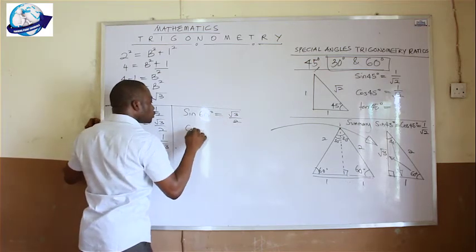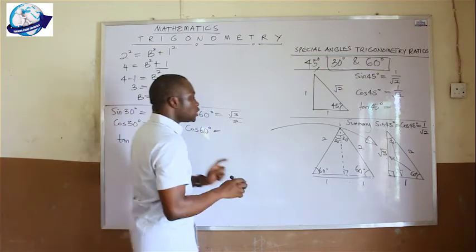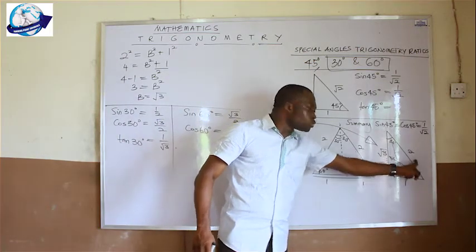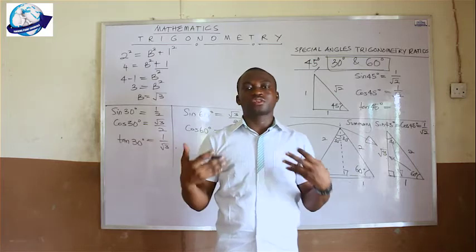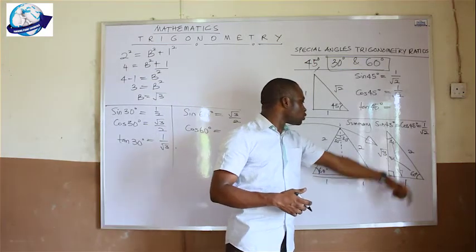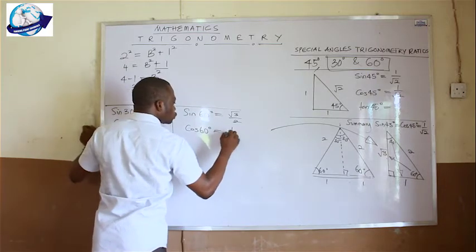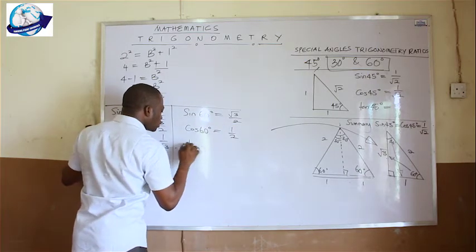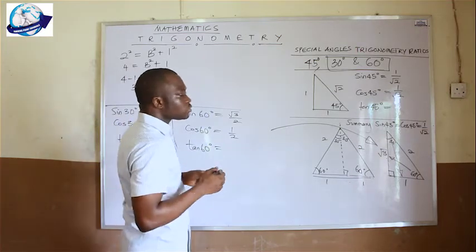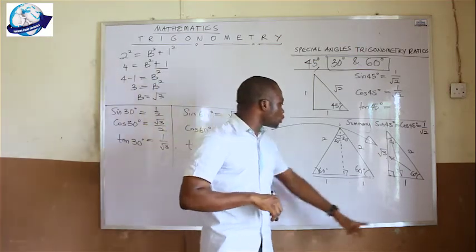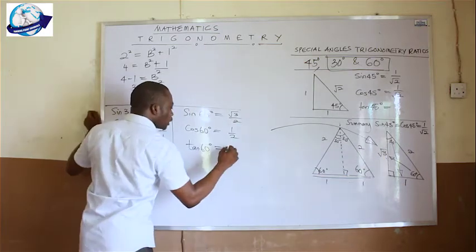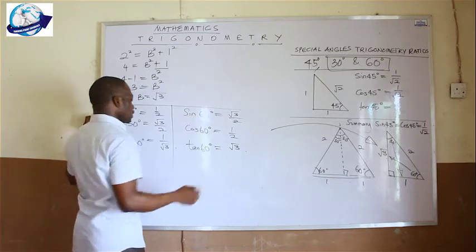Then what is the cos 60 degrees? Remain now. So 60 facing here, opposite, adjacent, hypotenuse. So what is cos? Cos is adjacent over hypotenuse. So here's my adjacent, here's my hypotenuse. So cos 60 degrees is 1 over 2. And of course, what's the tan 60 degrees? Tan is opposite over adjacent. Where's opposite? Root 3. Adjacent is what? 1. So root 3 over 1, same thing as root 3.